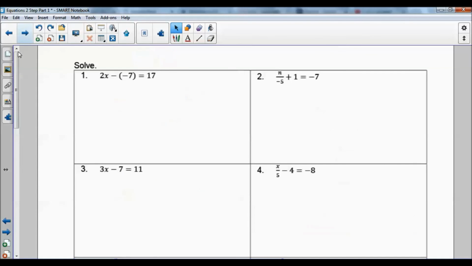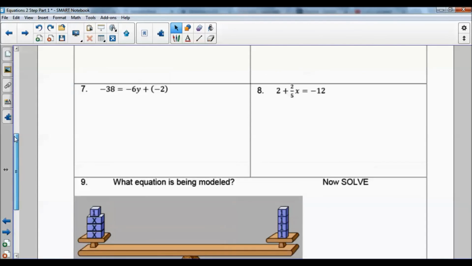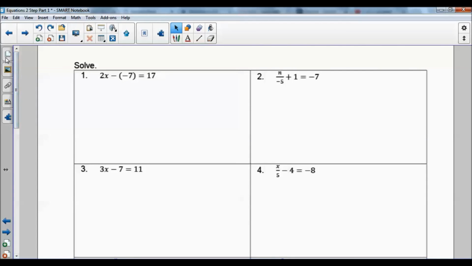Okay, you guys have plenty to try on the back on your own. There's 9 of them. Try them and then get them checked.